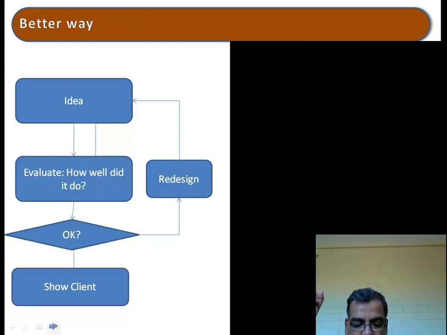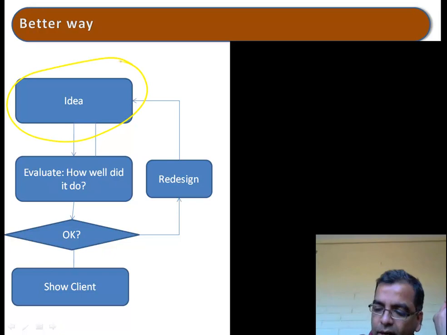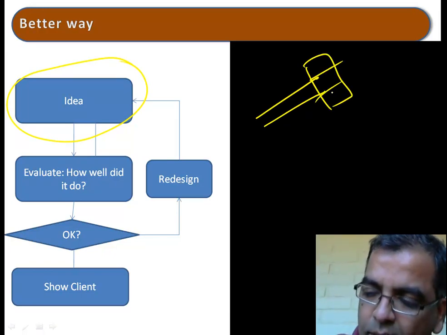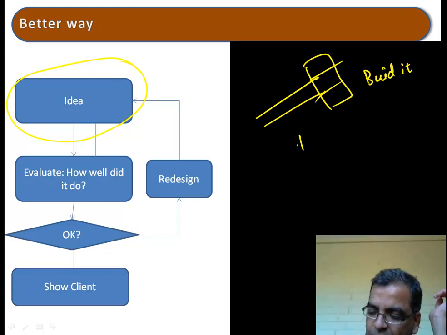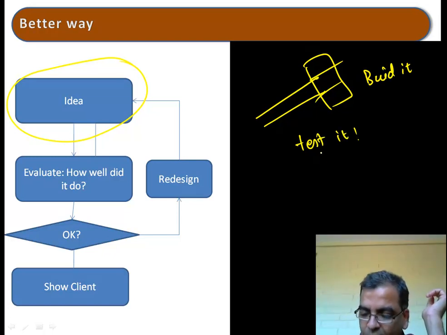Now, what happens is, I again start out with some idea. I design something, so I got this hammer, I made a hammer like this, and you said, okay, does it work well? So I build it, I test it, and then I say, okay, does it pass? If it passes, I show the client.